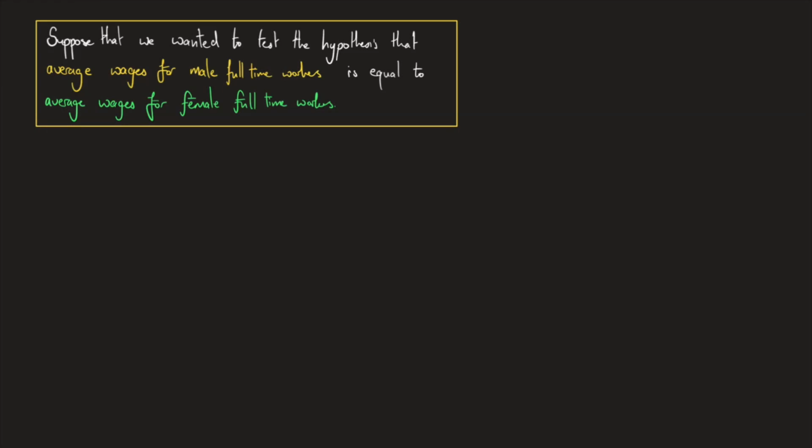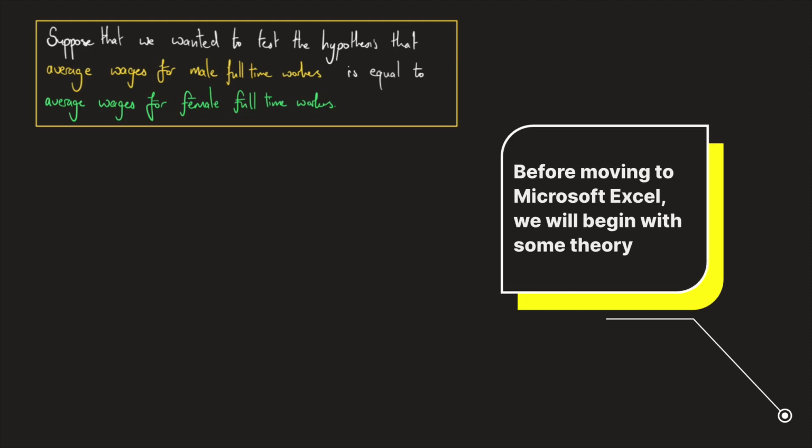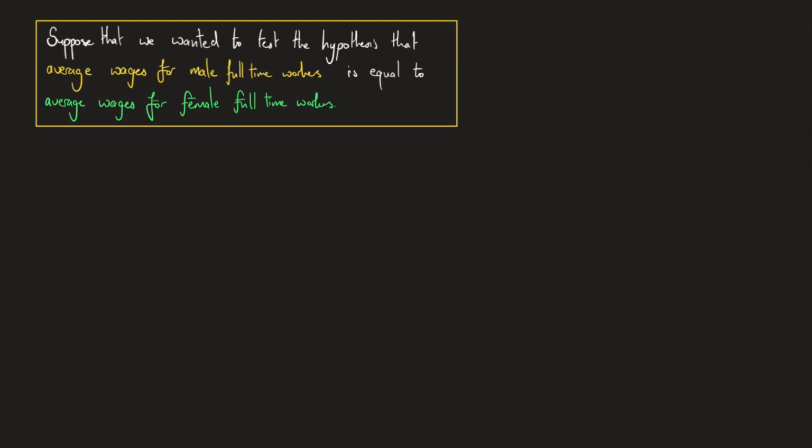In this video, we're going to see how we can use Microsoft Excel to test whether or not population averages are equal across two separate populations. Now, to illustrate this, let's consider an example of male and female wages in the population.